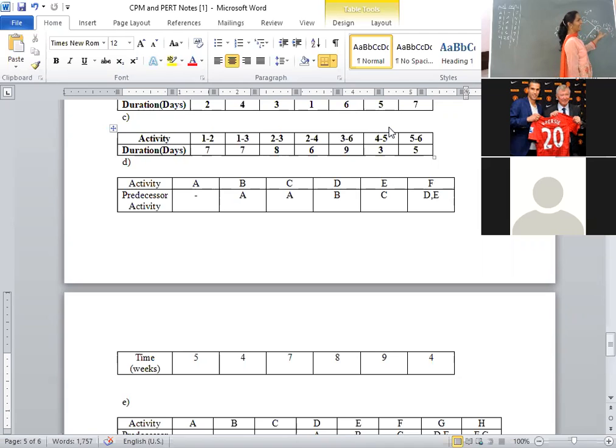Similarly, compute E6. For node 6, the incoming arrow is coming from 5. What is the formula? E5 plus T56. E5 value is 21. 21 plus 4, it's 25.